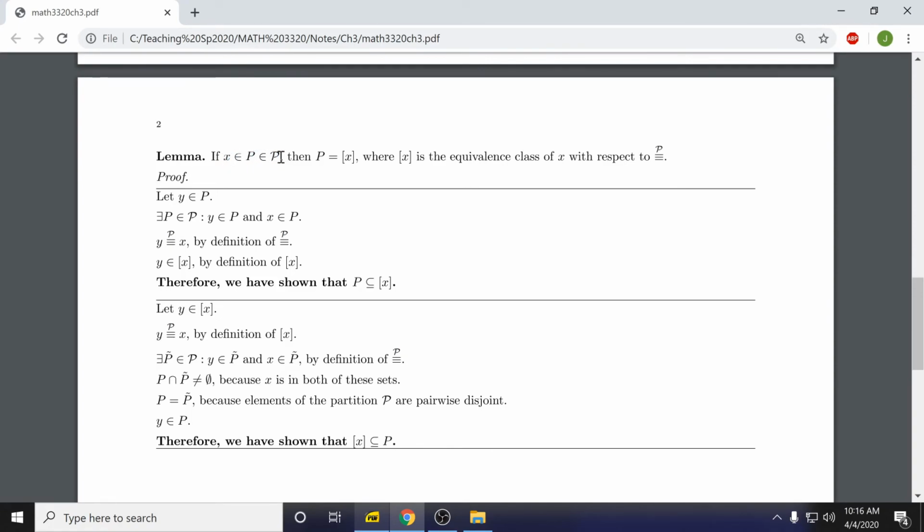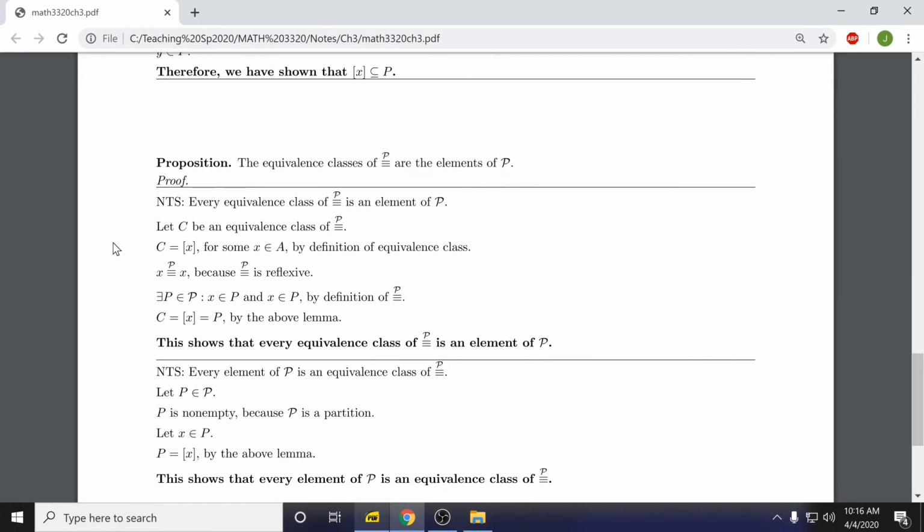It says whenever this happens, P equals bracket X. So now that means we can just write that down. That means that P is equal to bracket X. We can just write this here. P is equal to bracket X. But bracket X is C, and that means C is equal to P.